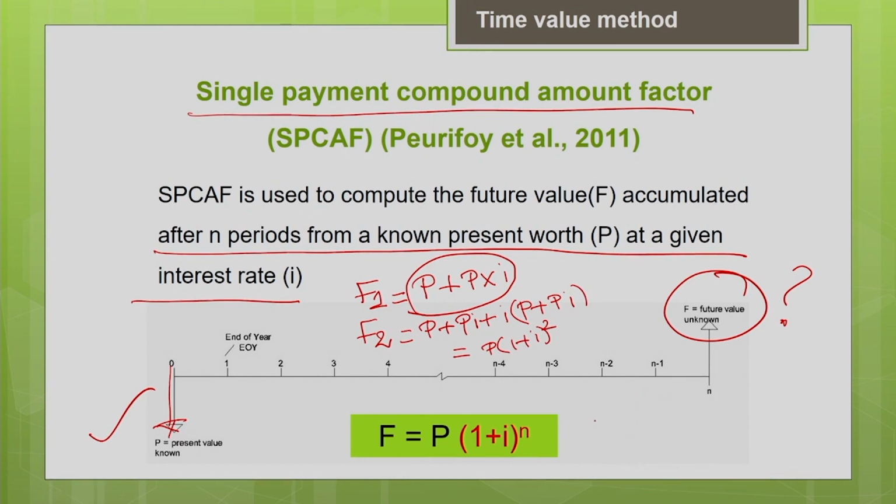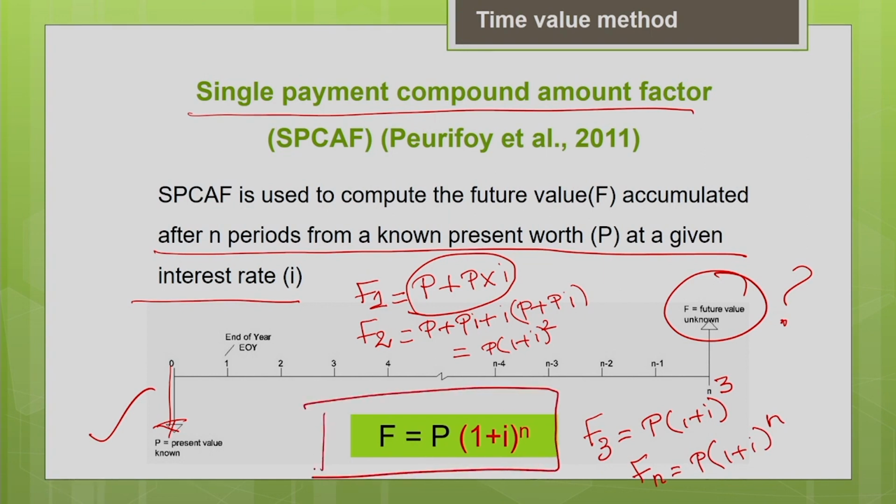Similarly, if you want to calculate the future value at the end of the third year, F3, you will get P into (1 plus i) the whole cube. If you want to calculate the future value at the end of the nth year, it is P into (1 plus i) power n. This is how we get the formula: F is nothing but P into (1 plus i) power n. If I know the present value of a sum, I can know its future value at the end of n years, if n is known and the compounding rate of interest i is known.